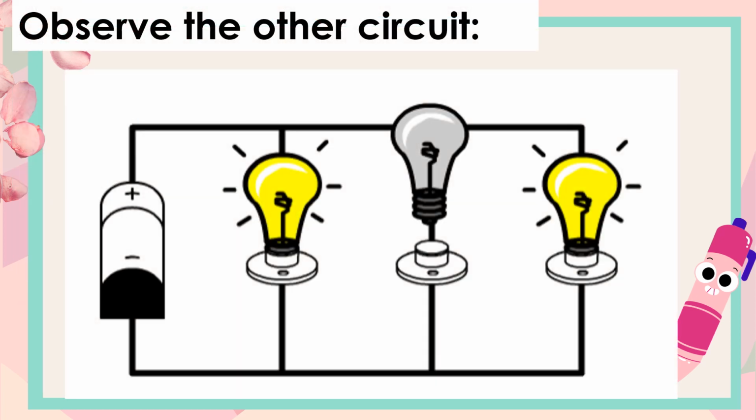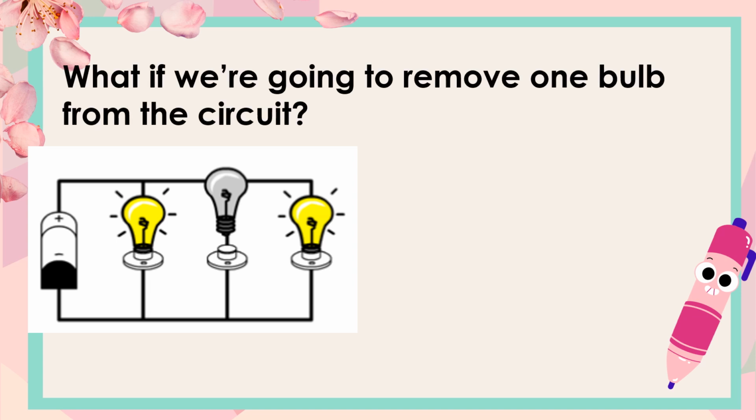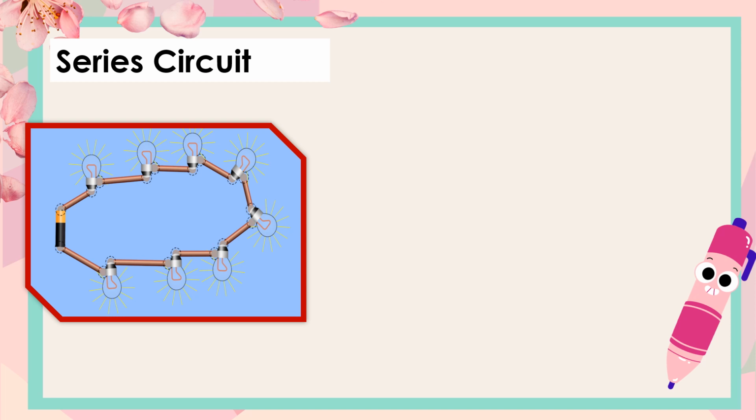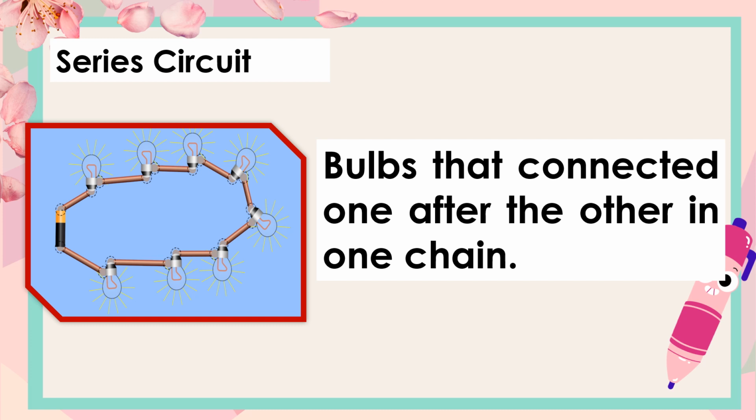How about this circuit? What if we are going to remove one bulb from the circuit? Other bulbs are not affected. It still allows electric current to flow through the other bulbs. The first one is an example of a series circuit. The bulbs are connected one after the other in one chain. So there is only one path for the series circuit.